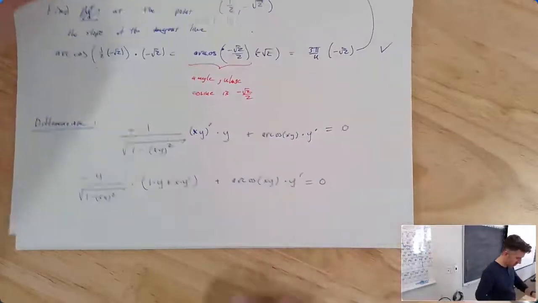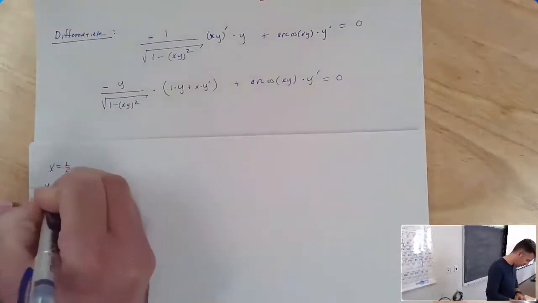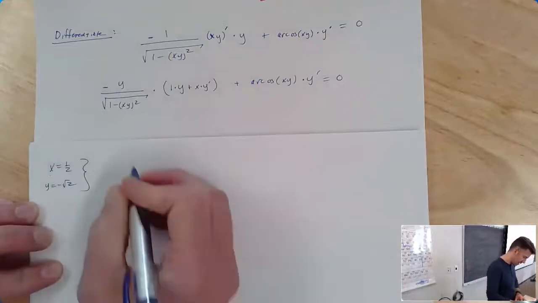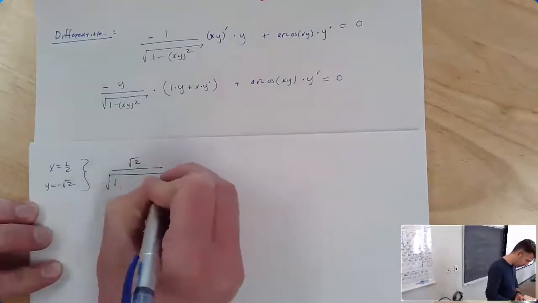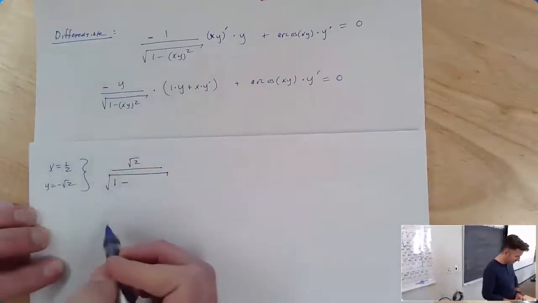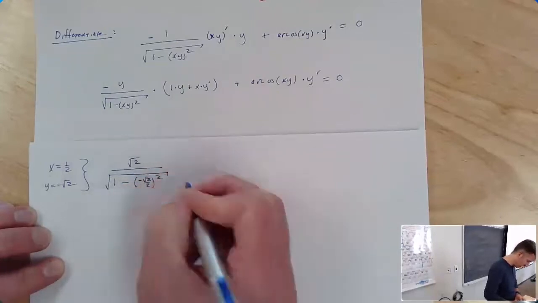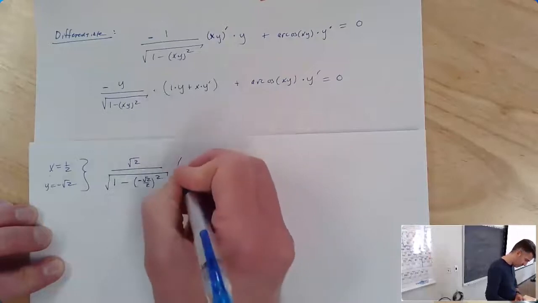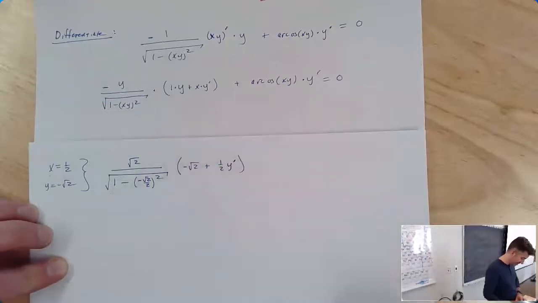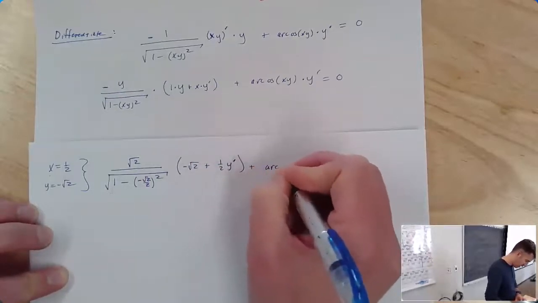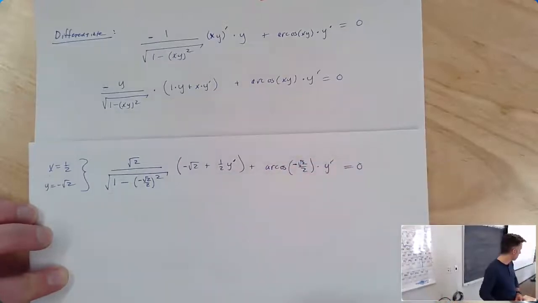Which kind of ran out of room, so let's go down here. So plugging in x equal to 1/2, y equal to negative root 2, I'm going to get negative times negative root 2, which is positive root 2, over the square root of 1 minus x times y, which is negative root 2 over 2, squared, plus x, which is 1/2, times y prime, which we're trying to find, plus the arc cosine of negative root 2 over 2 times y prime equal to 0.